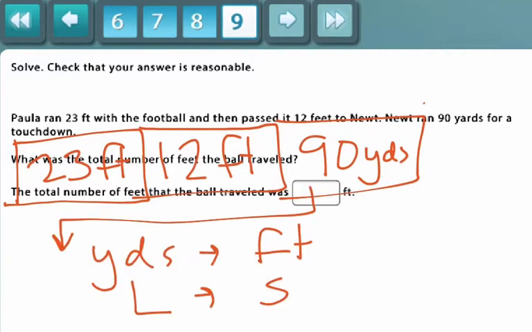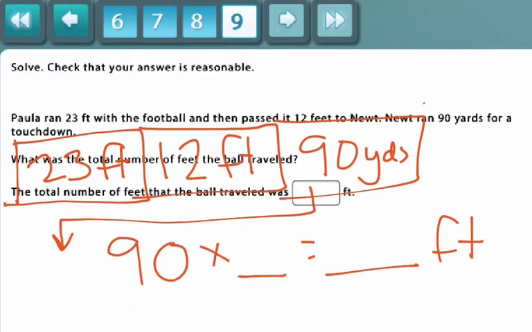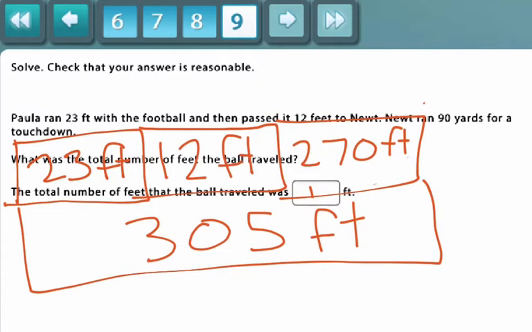I'm going from yards to feet, which is a large to a small unit, which means I'm going to multiply. There are 3 feet in every yard, so I'm going to multiply 90 times 3 to get 270 feet. Plugging that back into my part-whole model, I end up with 23 feet, 12 feet, and 270 feet, which gives me a total of 305 feet.